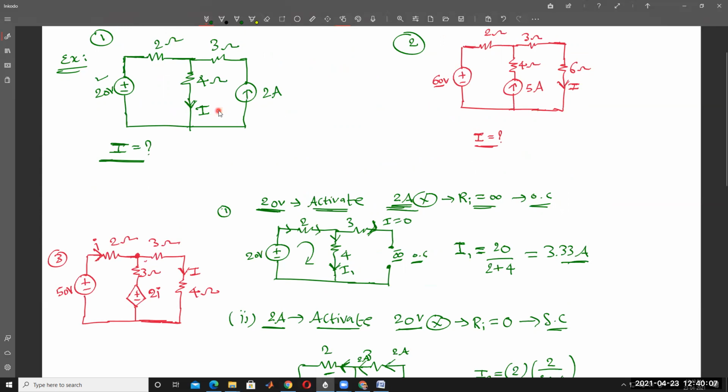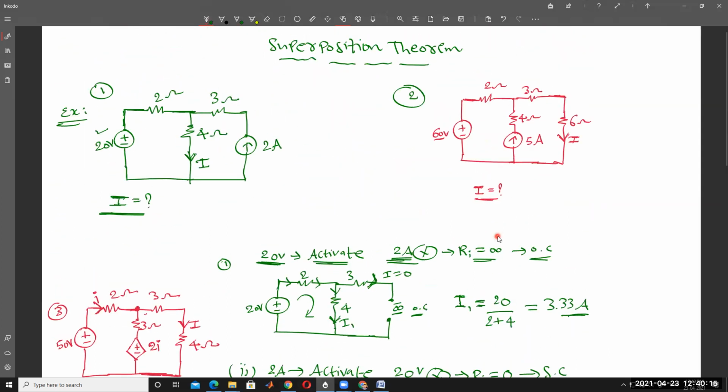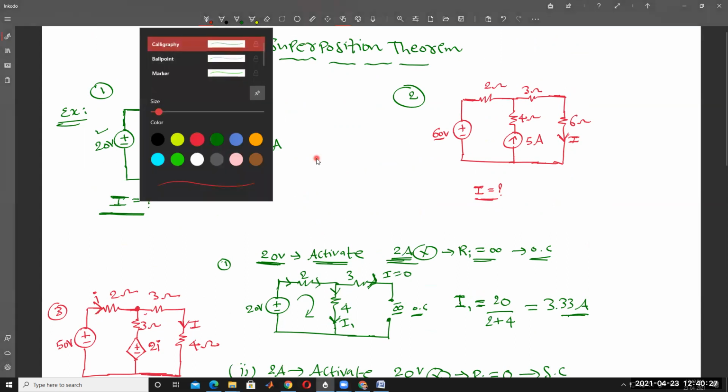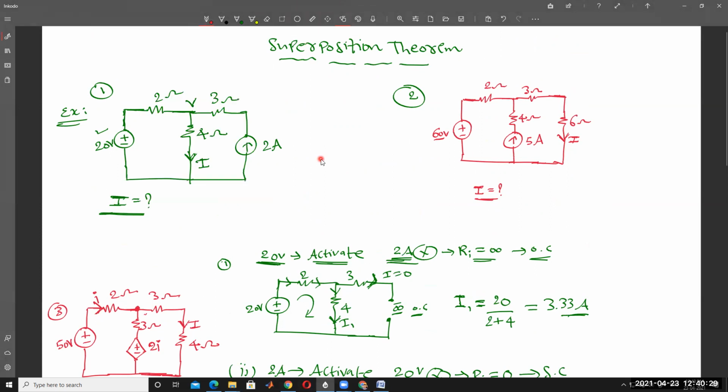Understood? Verify this answer by using nodal analysis or mesh analysis. Is it 4 amps or not? Okay, by using nodal analysis, for example, assume node voltage V here. By using nodal analysis, verify whether this answer is correct or not.